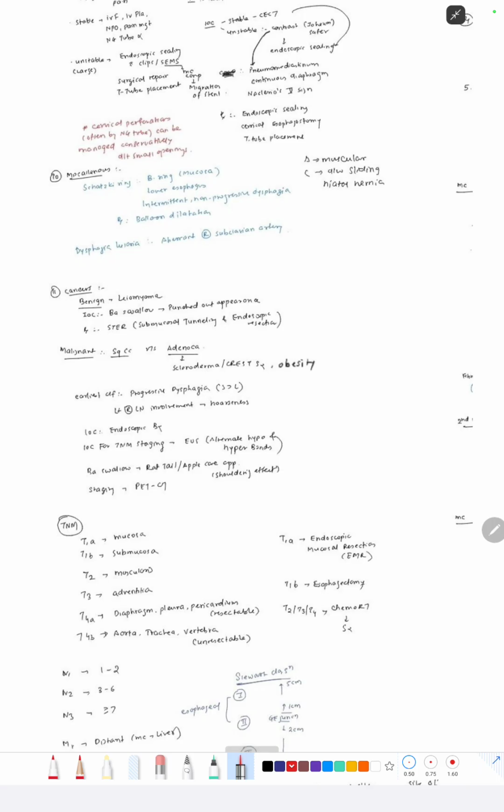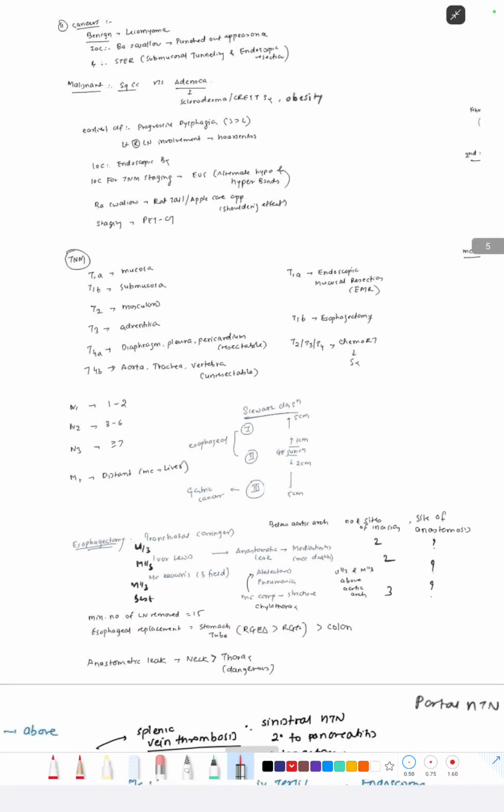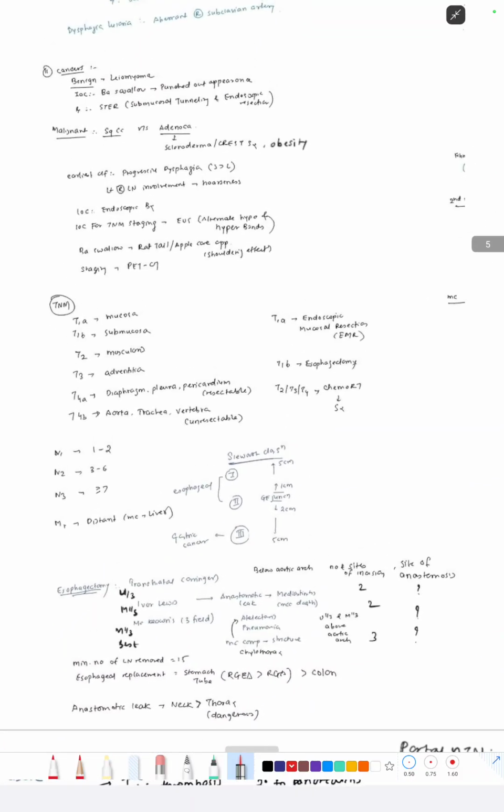Investigation of choice for TNM staging is the endoscopic ultrasound. And barium swallow will show a rat tail appearance or apple core appearance, that is shouldering effect seen. And staging is done by the PET-CT. In the TNM staging, T1A involves the mucosa, T1B submucosa, T2 muscularis, T3 tunica adventitia, T4 it has gone to the extra spaces. T4A, that is resectable spaces like the diaphragm, pleura, and the pericardium. T4B it invades the aorta, trachea, and the vertebra.